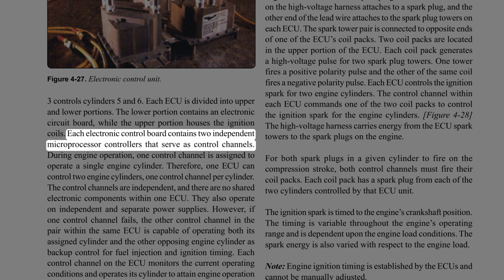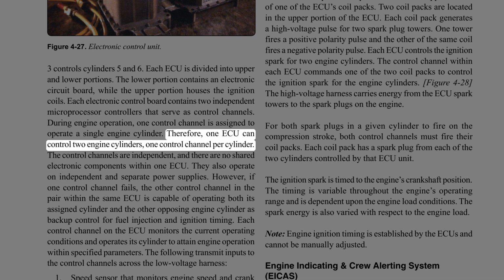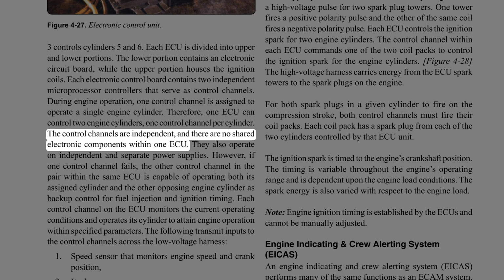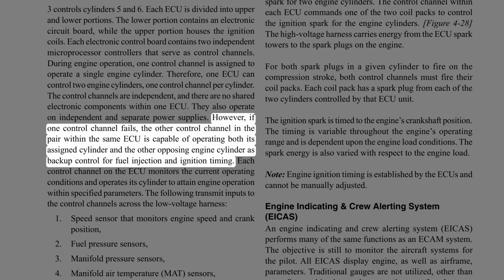Each electronic control board contains two independent microprocessor controllers that serve as control channels. During engine operation, one control channel is assigned to operate a single engine cylinder. Therefore, one ECU can control two engine cylinders, one control channel per cylinder. The control channels are independent, and there are no shared electronic components within one ECU. They also operate on independent and separate power supplies. However, if one control channel fails, the other control channel in the pair within the same ECU is capable of operating both its assigned cylinder and the other opposing engine cylinder as backup control for fuel injection and ignition timing.